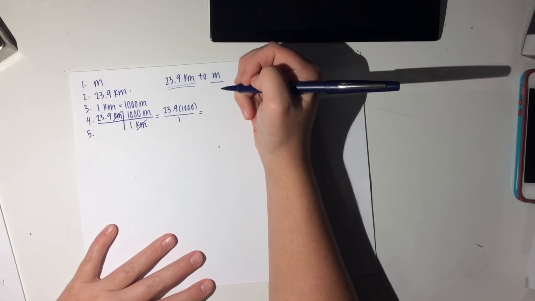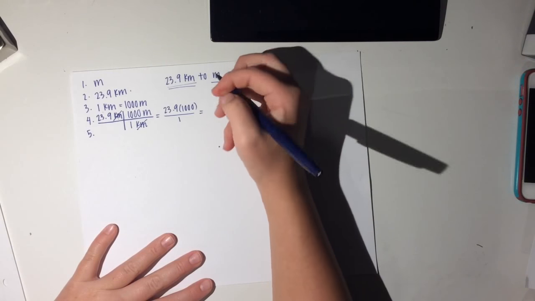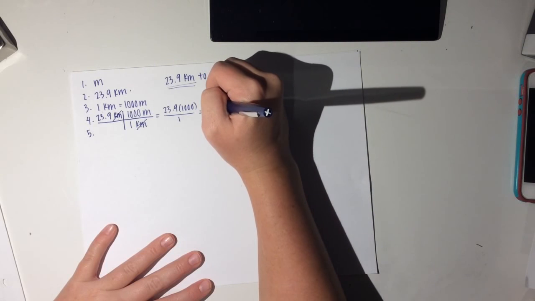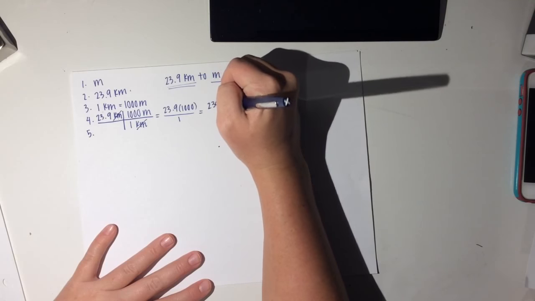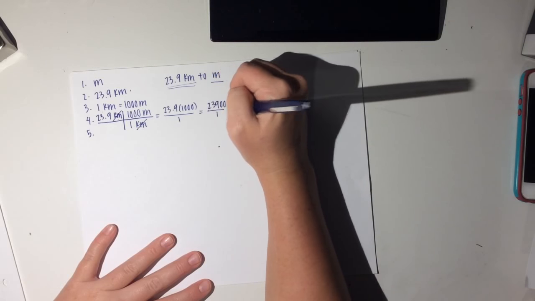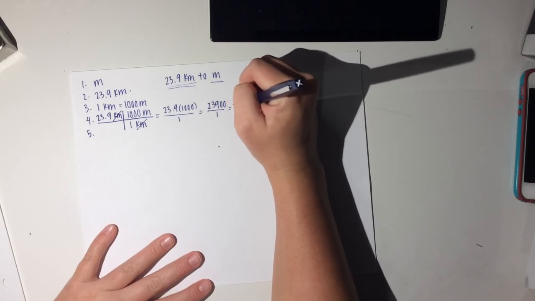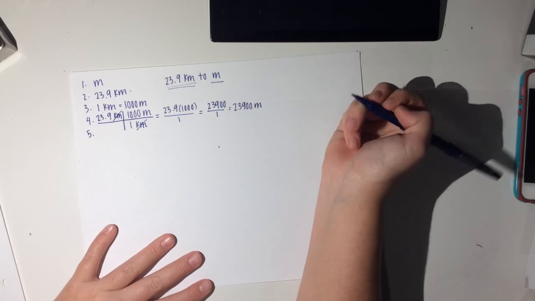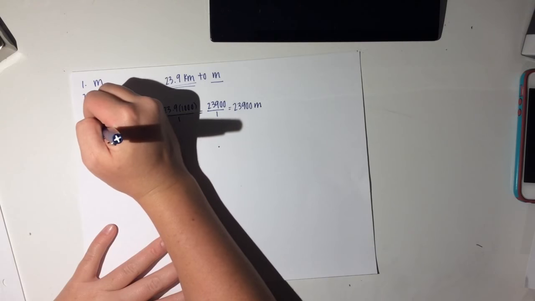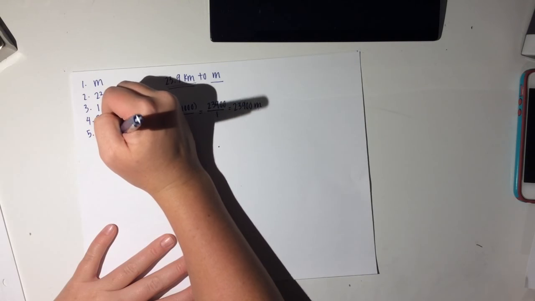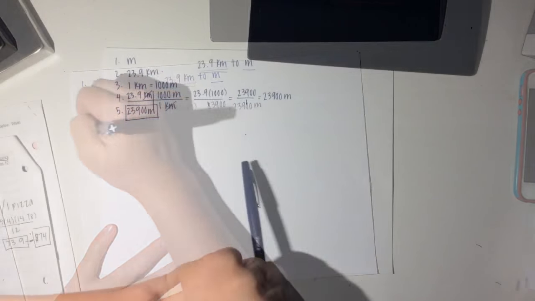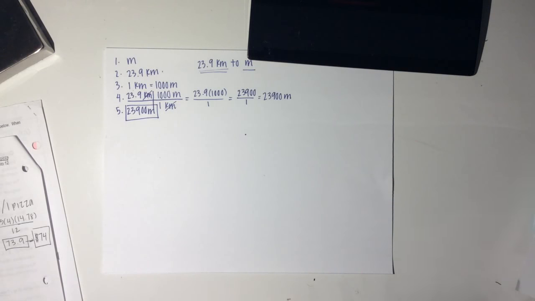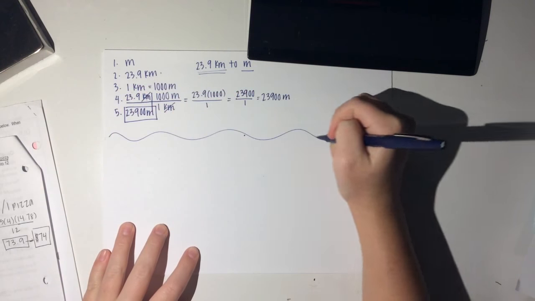So 23.9 times 1,000 comes out to 23,900 divided by 1, so just 23,900 meters. That's our answer, which we write in step 5, always box. Now let's try one more easy problem and then we can do a harder problem.